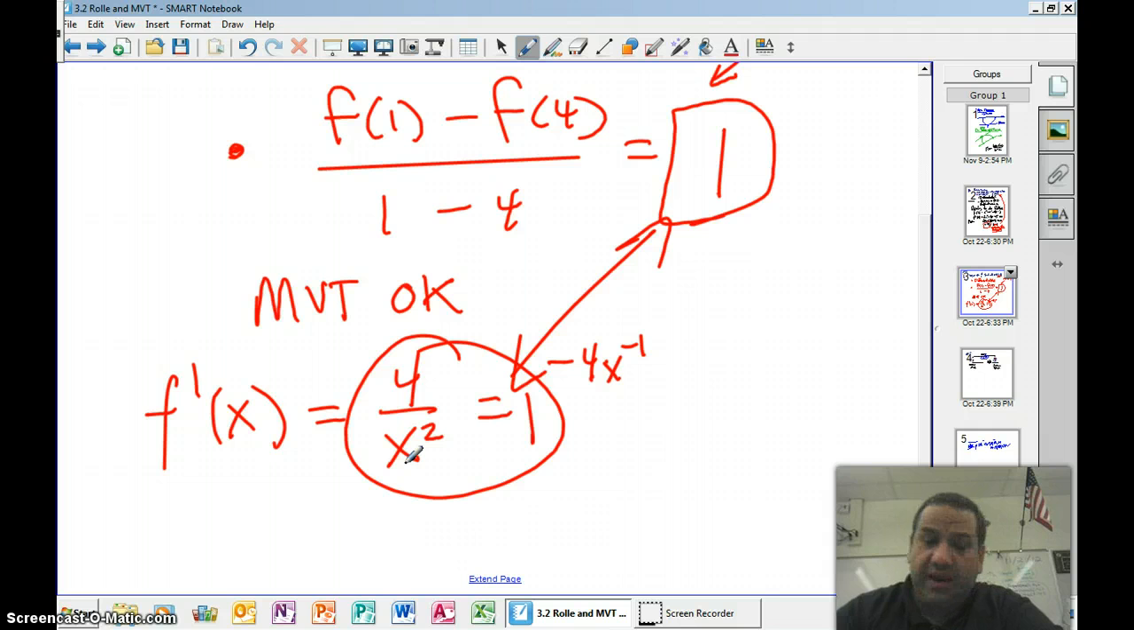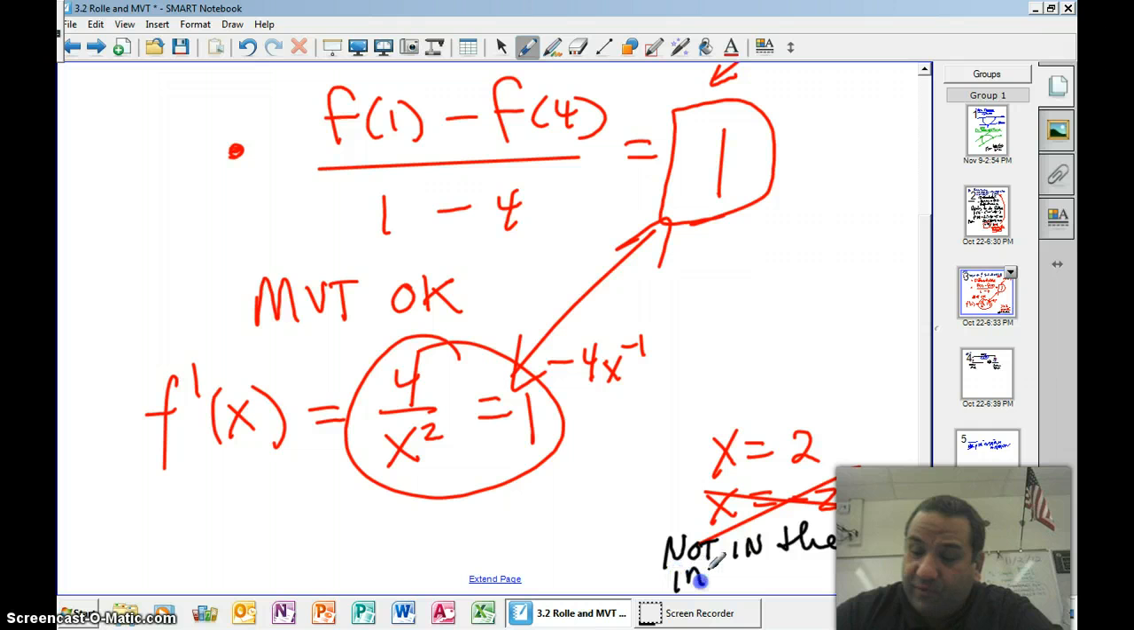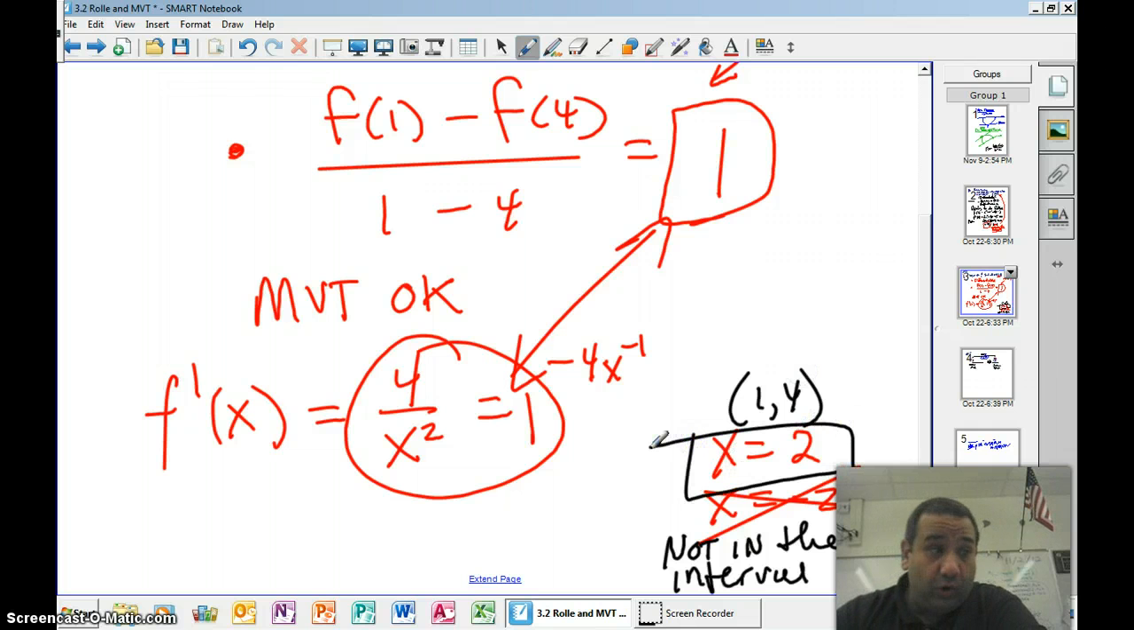When x is 2 and negative 2. So the answer is when x is 2 or negative 2. Oh, negative 2 is not in our interval. This guy's not in the interval, because if you remember, the interval is 1 to 4. So x equals 2 is the one we're looking for. Cool? Hope you're good so far. It's really not that bad.